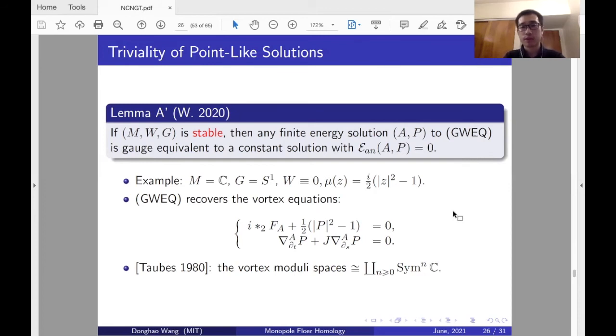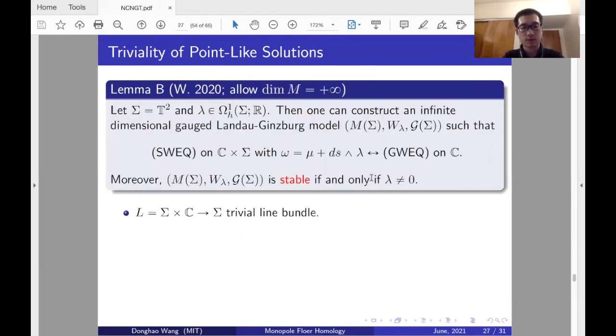Finally, we wish to generalize this story to the infinite dimensional case, and we can see the connection with Seiberg-Witten equations. Such a connection is provided by our lemma B, and here we will allow the dimension m to be infinite.